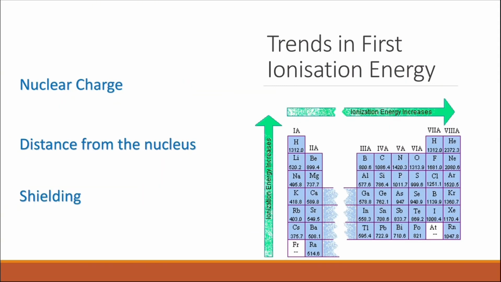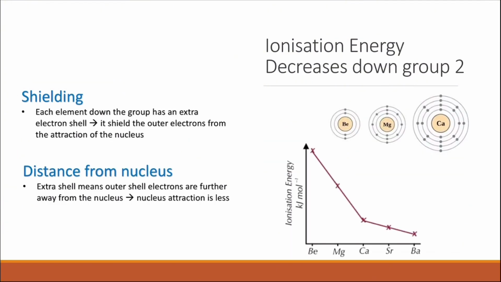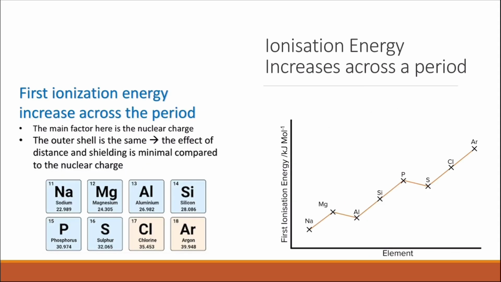Trends in the first ionization energy: we said we have all three factors, the nuclear charge, distance from nucleus, and shielding. So we talked about the ionization energy down the group. We have group 2 elements, or alkaline earth elements. One of the trends is the decrease in the ionization energy down the group. This is because of the increase in the shielding and the distance from the nucleus. And then across the period, across the same period, you will have the same number of electron shells.